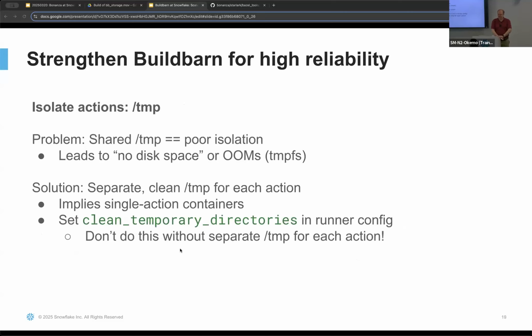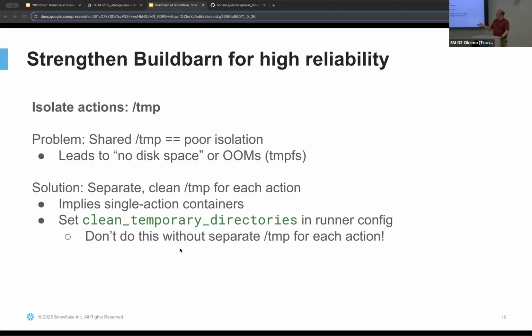The other problem is isolating /temp. Obviously, if all of the actions on a single worker are sharing the same temp, that is not good isolation. It can also lead to out of disk space errors if things aren't cleaned up. And in our particular case, and I'll get to the TempFS story in a second, it can lead to out of memory errors. But I think the reason why the default configuration doesn't clean up /temp is that it's not a trivial problem when you have the shared temp, because you can't be deleting everything out of temp while you have other things needing things in temp. This implies single action containers.